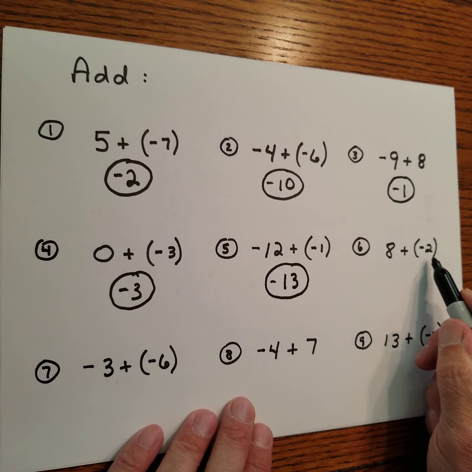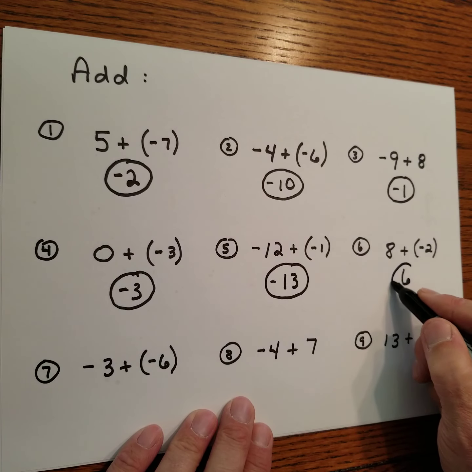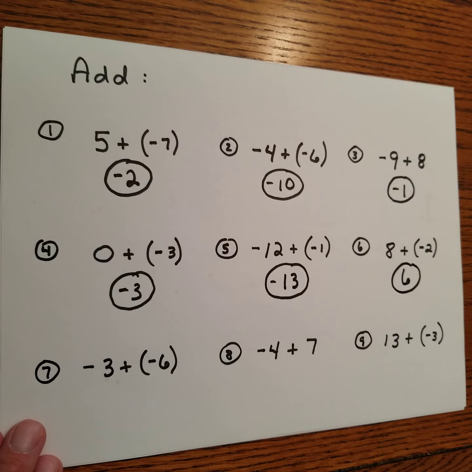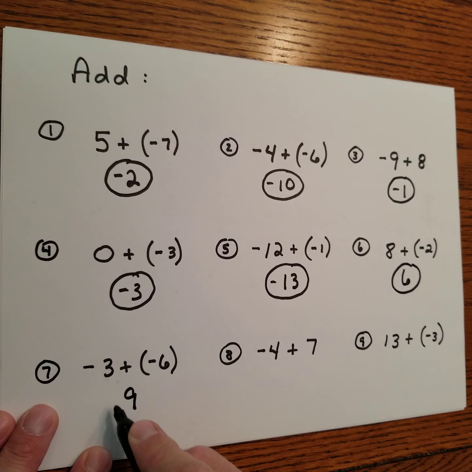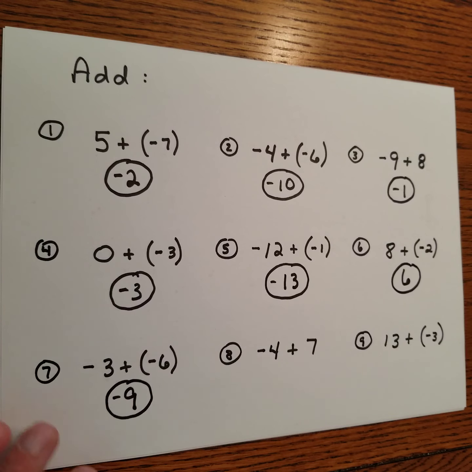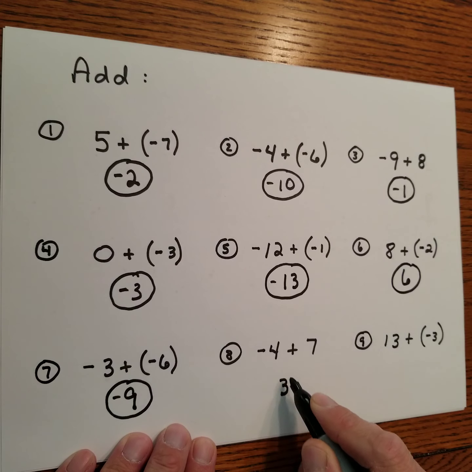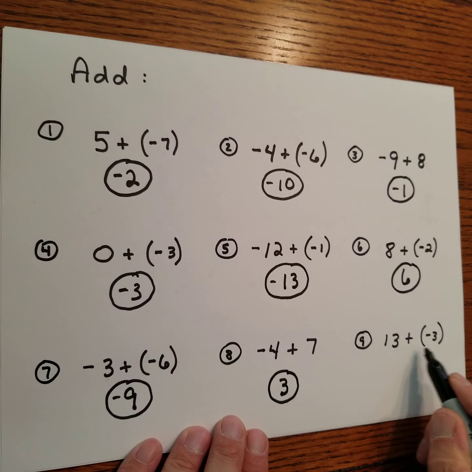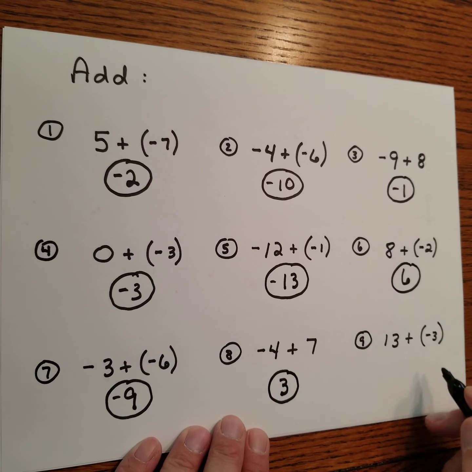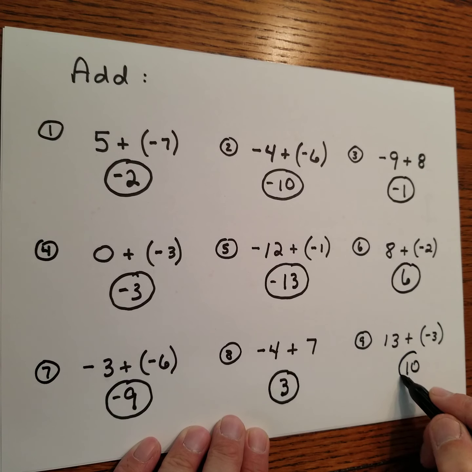Here, I've got a positive and a negative. If the signs are different, you subtract. Take the sign off the larger number. When the signs are the same, add and keep the sign. When the signs are different, subtract and take the sign off the larger number. -4 plus 7 is 3. What's 13 plus -3? Well, the signs are different, so I subtract. 13's the larger number, so I use its sign.